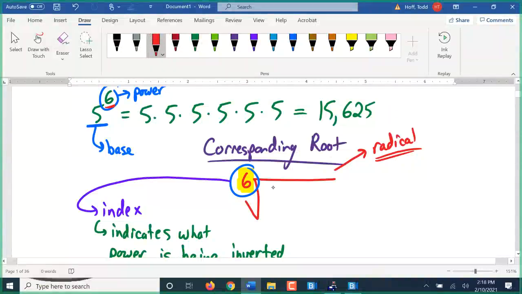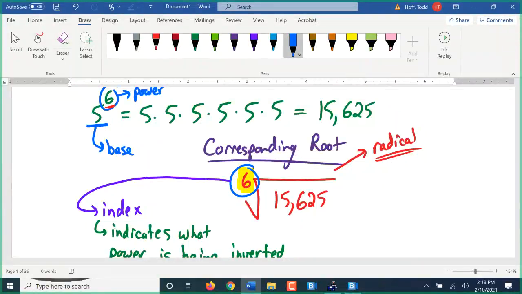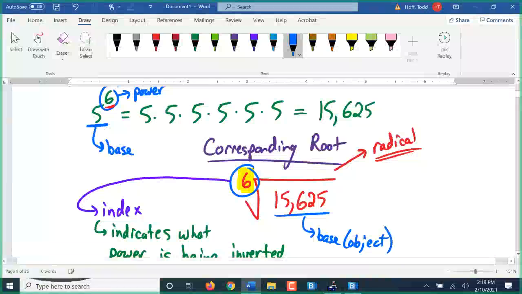So if that is the 6th root of 15,625, that 15,625 is once again the base, or sometimes called the object of the root. That is the number being acted upon again. Well, the 6th root reverses the 6th power. So if 5 to the power of 6 is 15,625, the 6th root of 15,625 is 5. They reverse each other.